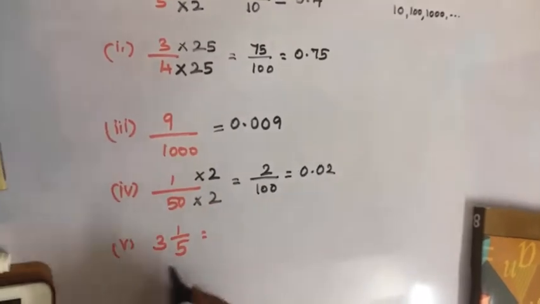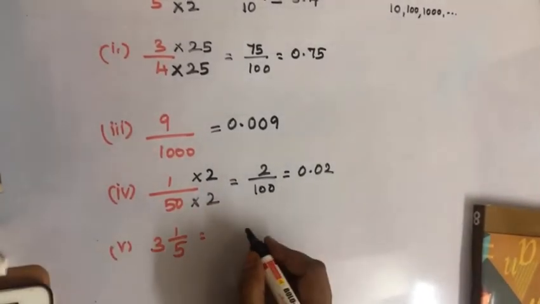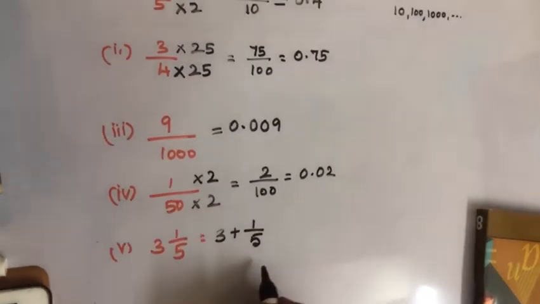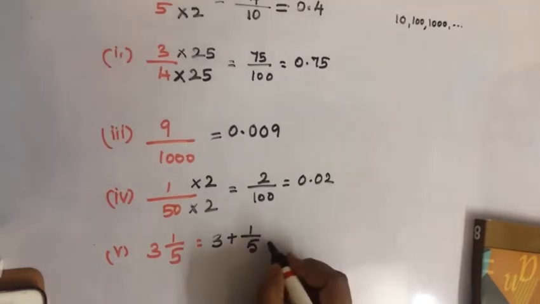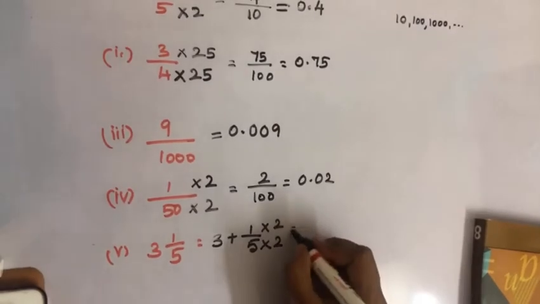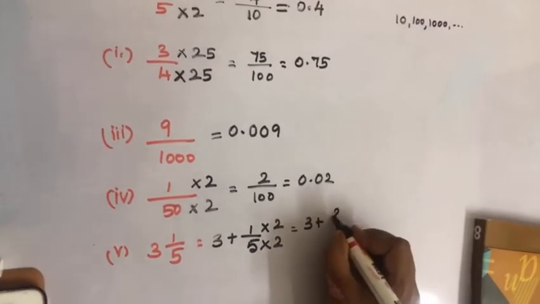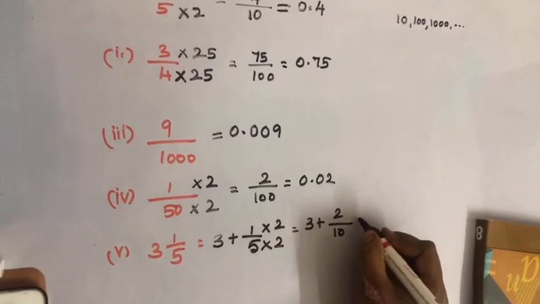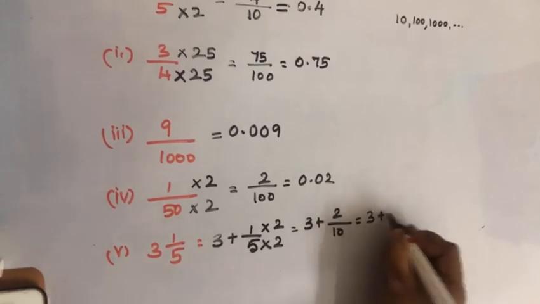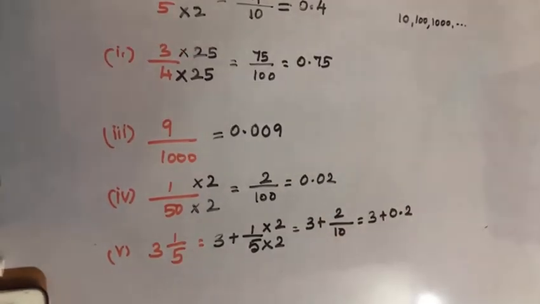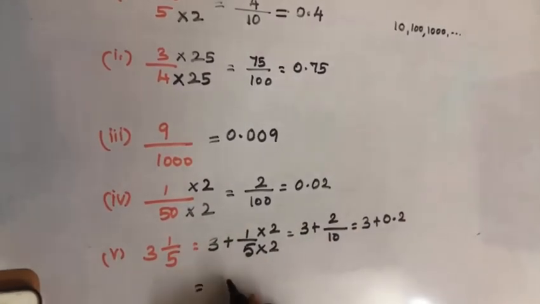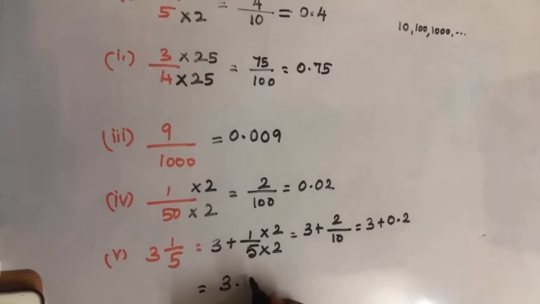Now it is 3 and 1 by 5. I write it as 3 plus 1 by 5. No need to do anything with this 3. Just 1 by 5 we have to convert. By multiplying it by 2, you get 10. That is equal to 3 plus 1 2 is 2 and 5 2s are 10. That is equal to 3 plus 0.2. You know how to add a whole number and a decimal number. So here you get 3.2.